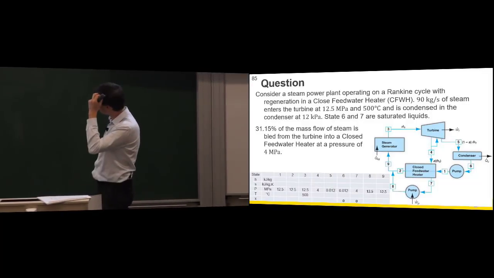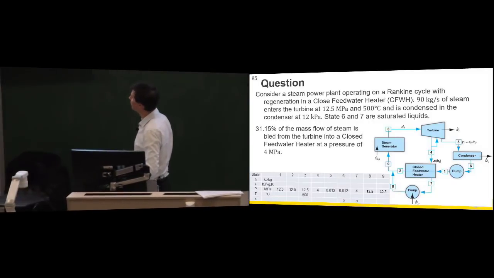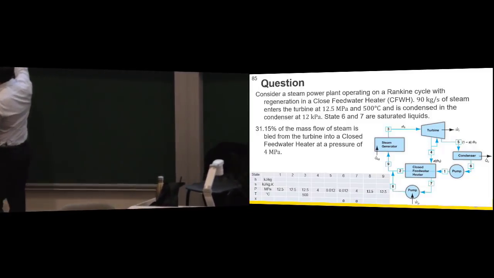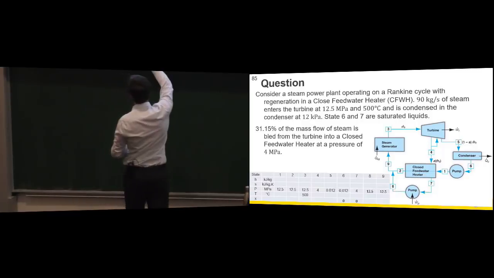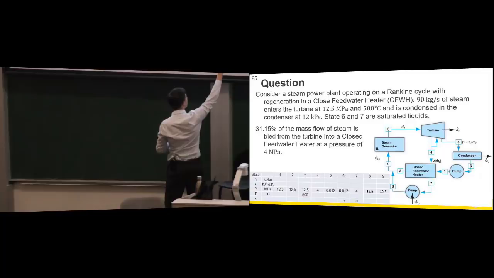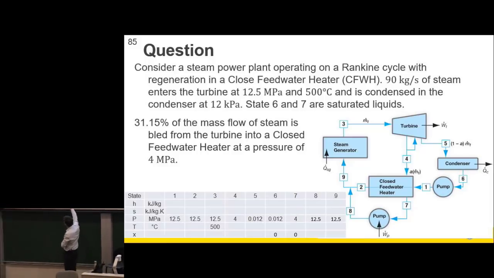Using that, you can see here we've got 9 state points instead of 7. So there's a little bit more involved in a closed feed water heater system. And we can see that state 3 is fully defined with both the pressure and the temperature. And for state 6 and 7, out of the condenser, you should expect a saturated liquid. That would be a standard Rankine cycle assumption. And you're also told in the question, but it is a standard assumption for the Rankine cycles with a closed feed water heater, that you're going to get a saturated liquid out of the heat exchanger.